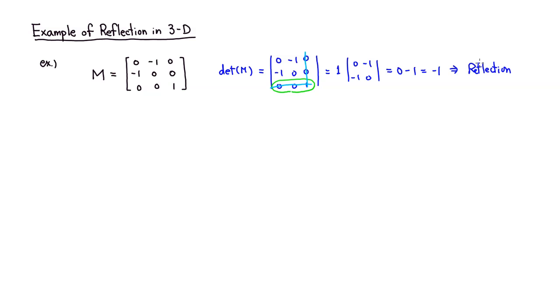So we got the reflection. Now we want to know the plane of reflection. You have a plane in three-dimensional space, and everything is reflected over to the other side of the plane. So what will be the equation of that plane? We are looking for the plane of reflection.